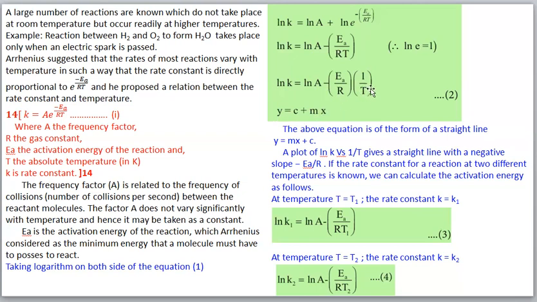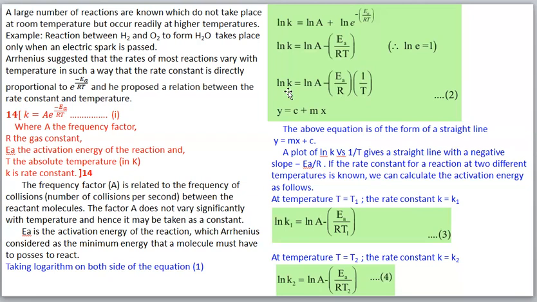Here you see there are only two variables. What are the variables here? k and T. Ea is activation energy, that is a constant, one fixed value for a particular reaction. R is universal gas constant. A is frequency factor, it is also constant. So here the variables are only two terms, k and T.